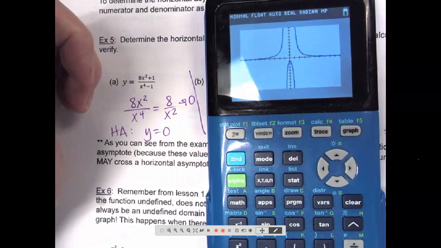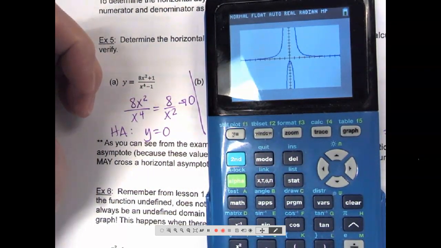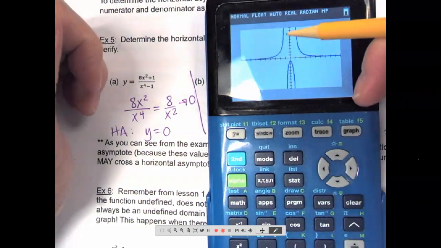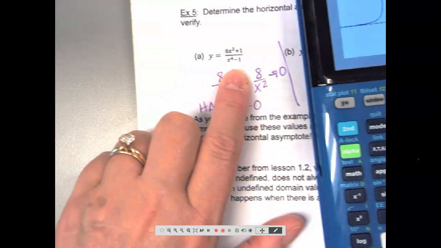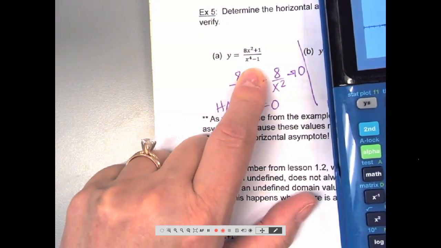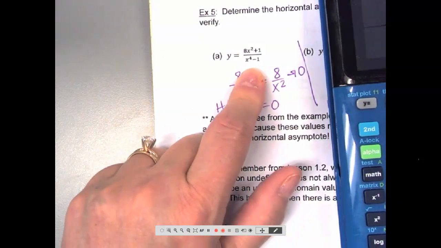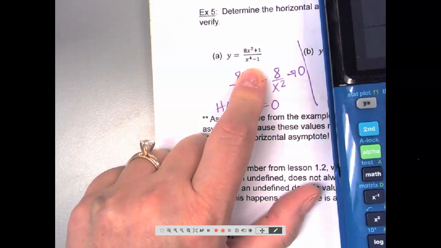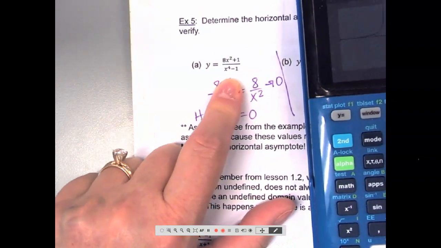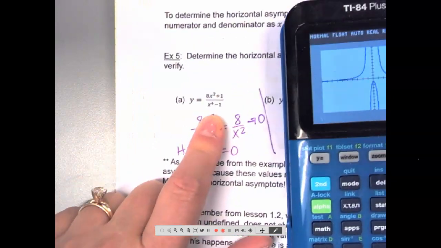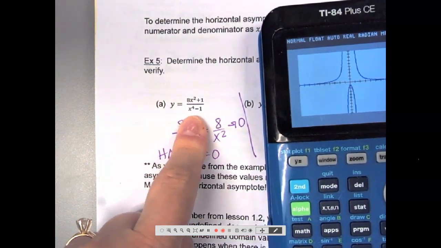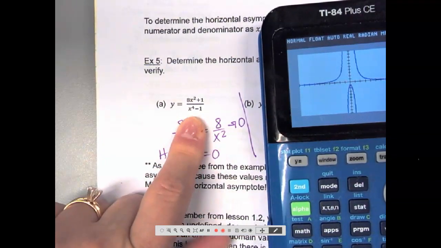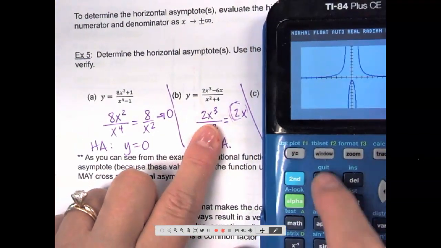How many vertical asymptotes does this have? 2. Can you see 2 vertical breaks in this graph? Okay, so let's just quickly go back and look at that denominator. That tells me that there are 2 values that will make that denominator 0. So at both of those values, I'm seeing vertical asymptotes. What are those 2 values that will make that 0? -1 and +1.